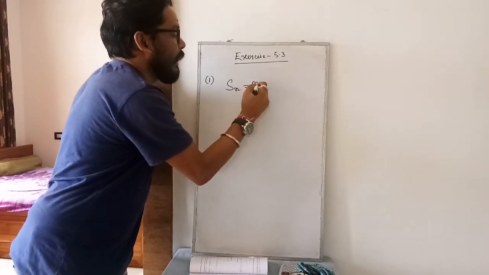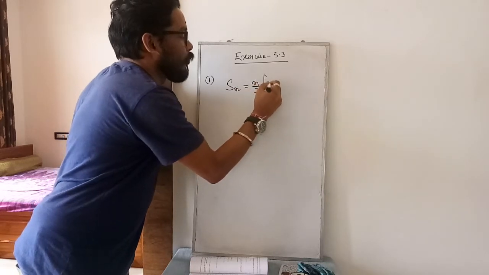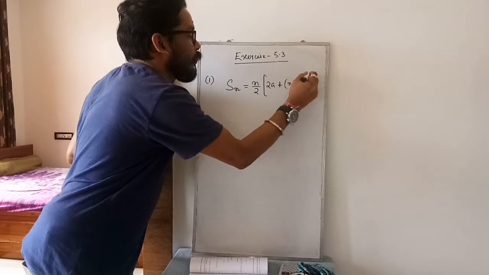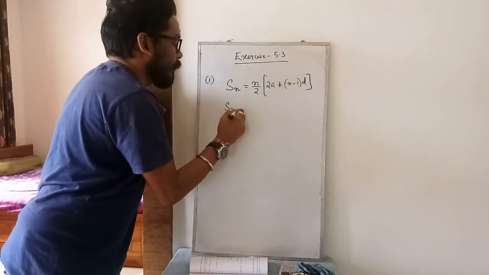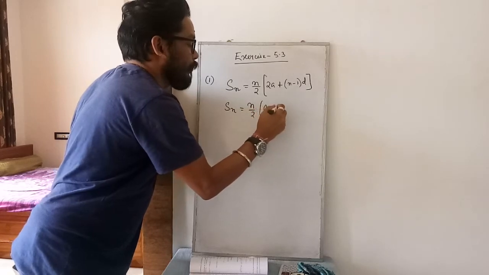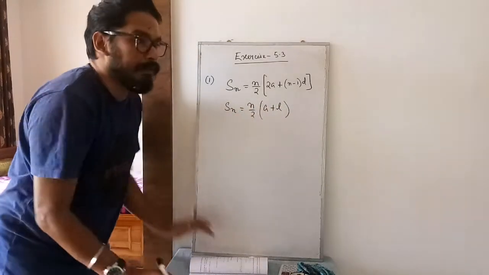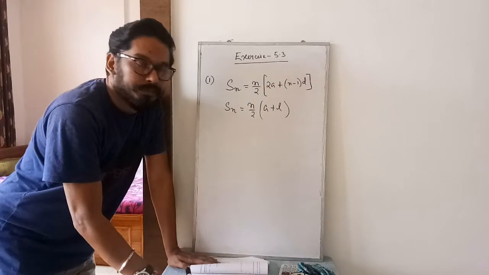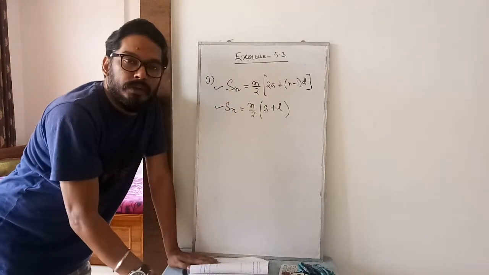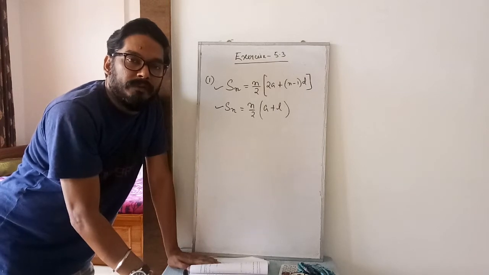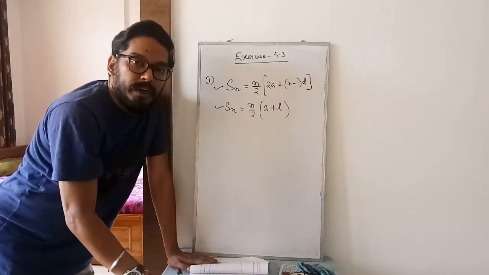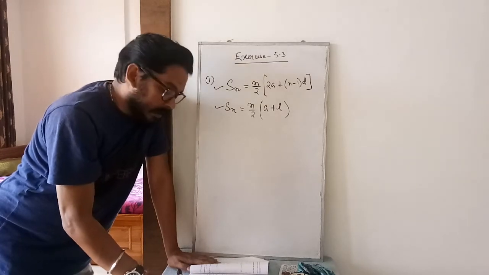The formula is Sn equal to n by 2 into twice A plus n minus 1 into D, and the other is Sn equal to n by 2 into A plus L. Here L represents the last term. So these are the two formulas by which you can find out the sum of n terms of an AP. Here the AP will be given to you and you have to find out the sum of n terms.